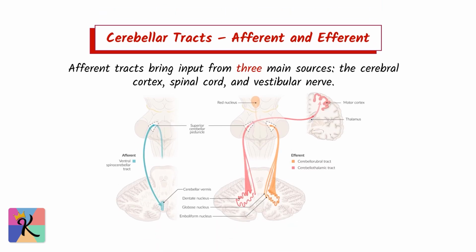Afferent tracts bring input from three main sources: the cerebral cortex, spinal cord, and vestibular nerve. They enter the cerebellum mainly through the inferior and middle cerebellar peduncles. Efferent tracts, on the other hand, originate from the deep cerebellar nuclei and primarily travel via the superior cerebellar peduncle.